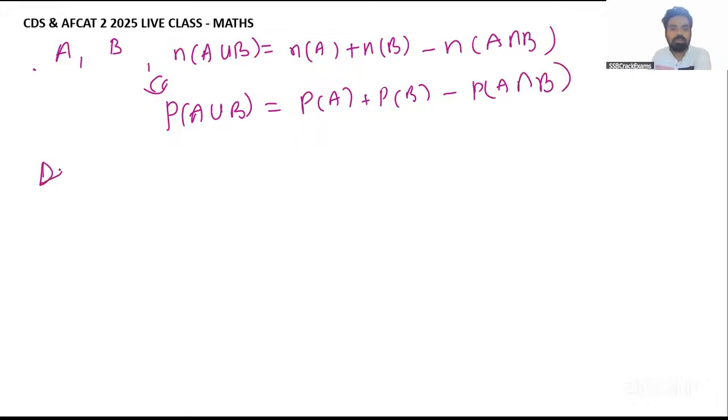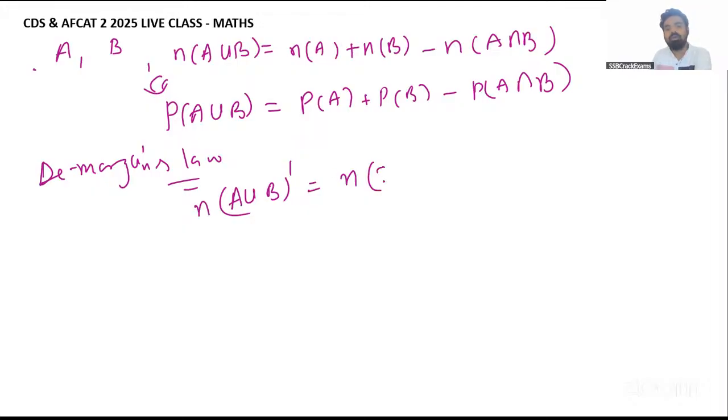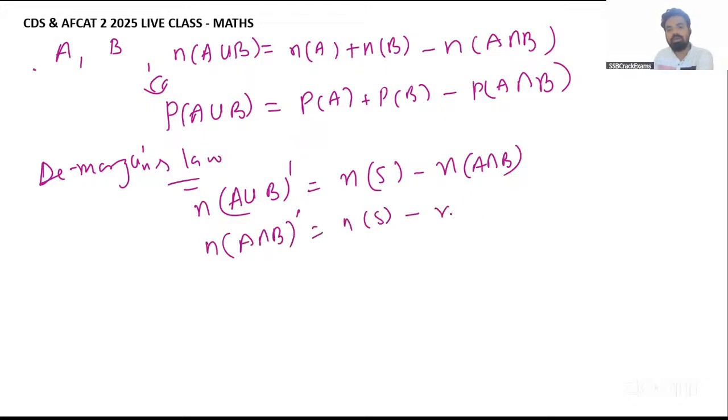Okay. So next is De Morgan's law. It says that n of A union B complement is n of S minus n of A union B. Similarly, n of A intersection B complement is equal to n of S minus n of A intersection B. S means the sample space. Sample space is also a set.